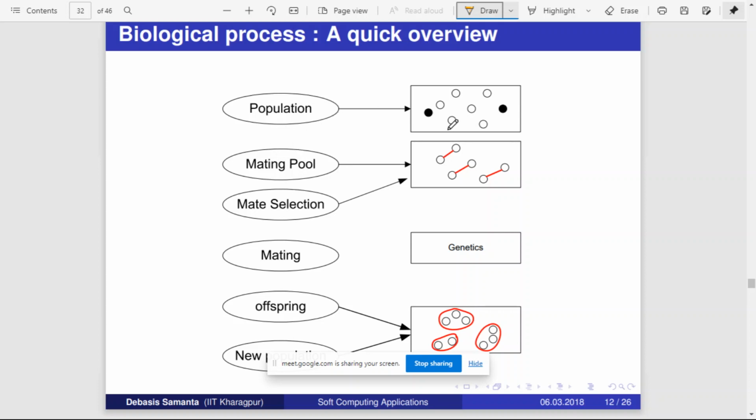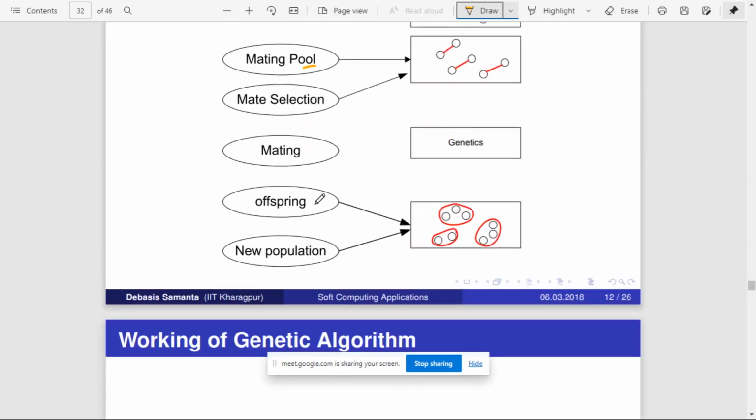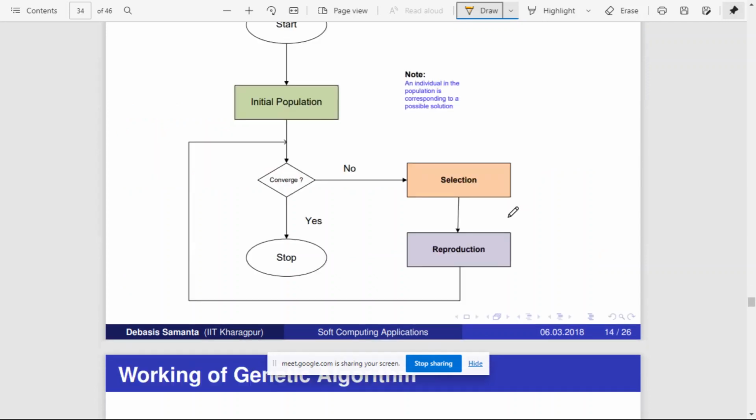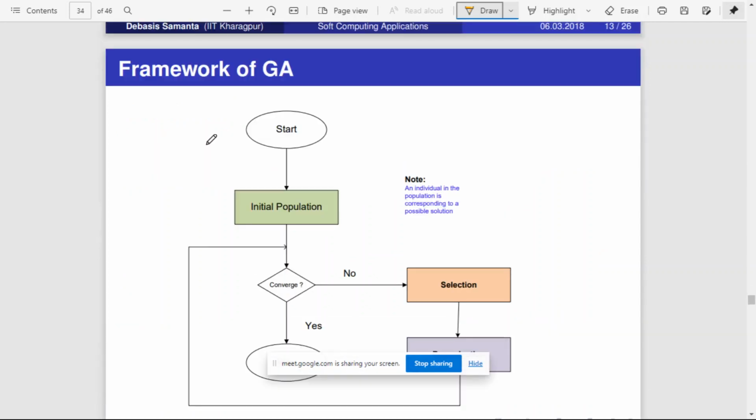So we have some set of population. From this, the mating pool is selected, and then new populations are generated. Offsprings and mating will be done, and then the new population will be generated. After generating the new population, you estimate the strength of the new population, that is, estimating their survival of fitness. Okay, so this is the overall framework of GA, genetic algorithm.